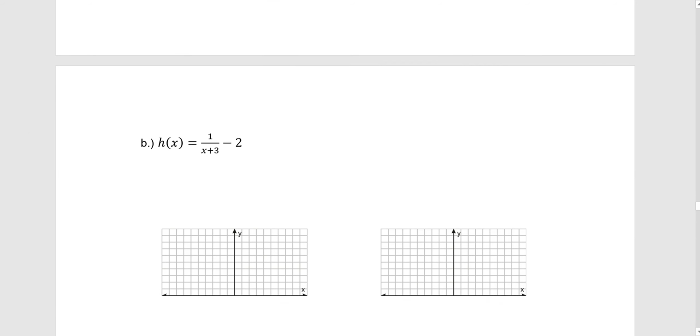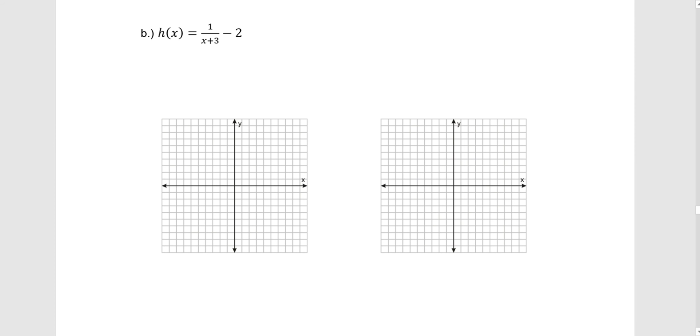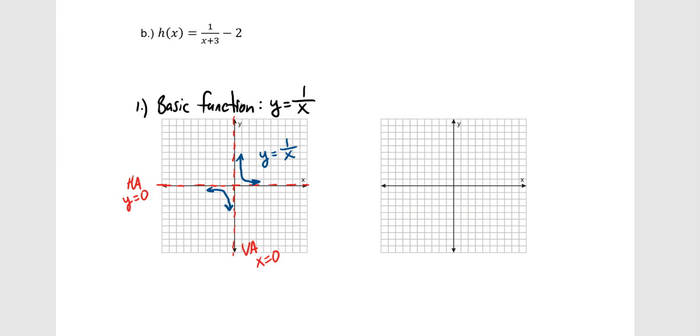Okay, so let's do one more here. We have h of x is 1 over x plus 3 minus 2. So we're going to start with the basic function, and the basic function here is the reciprocal function. It's 1 over x because there's no x squared down there. So we graph this basic function, once again, a pretty rough sketch. We have the horizontal asymptote and the vertical asymptote.